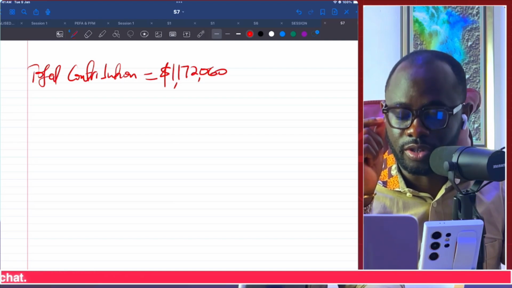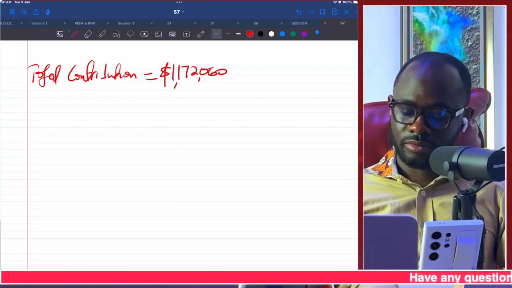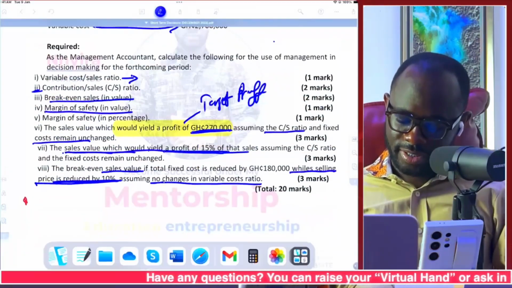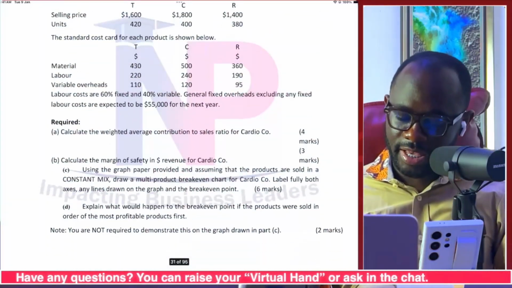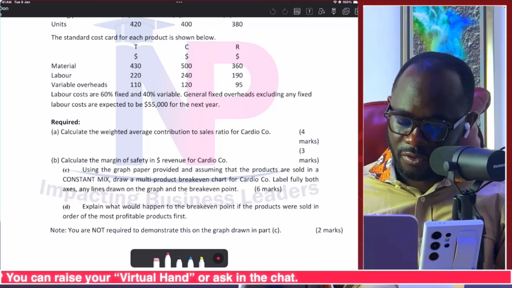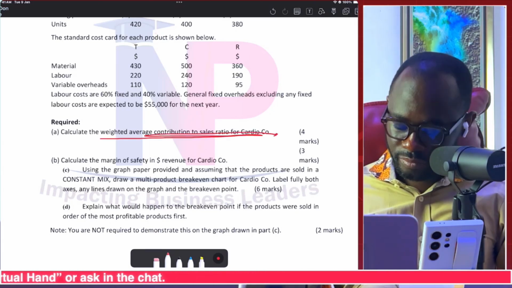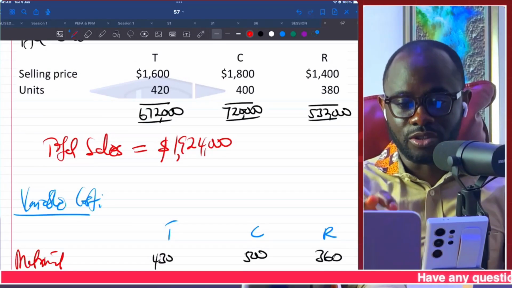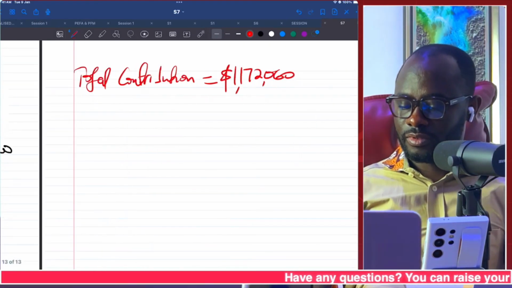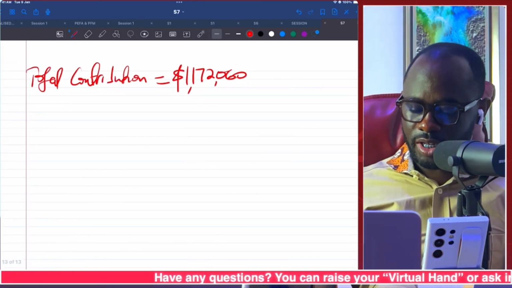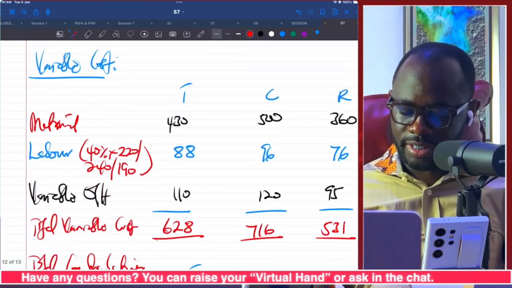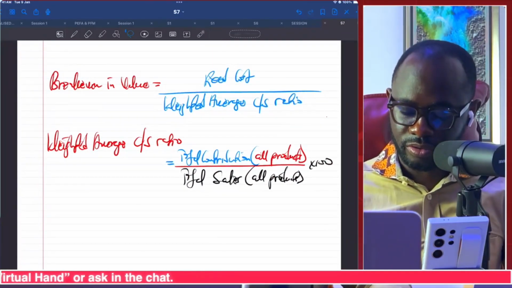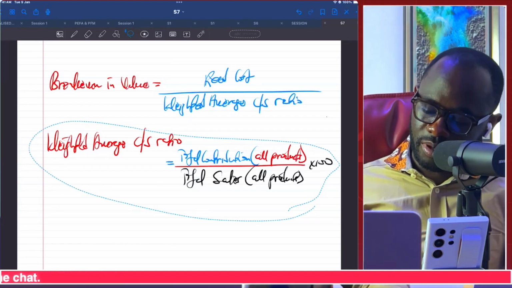Total contribution. Now, remember the A aspect of the question and what we are doing. It says calculate weighted average contribution to sales ratio. So all these that we are doing, we have our total sales now. We have our total contribution now. So we can calculate the weighted average contribution to sales ratio. Let me just pick the formula.